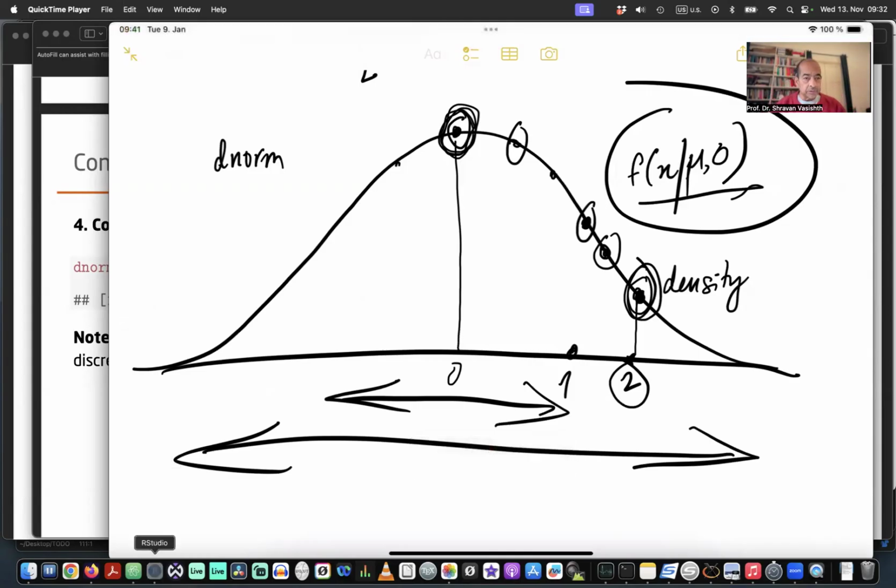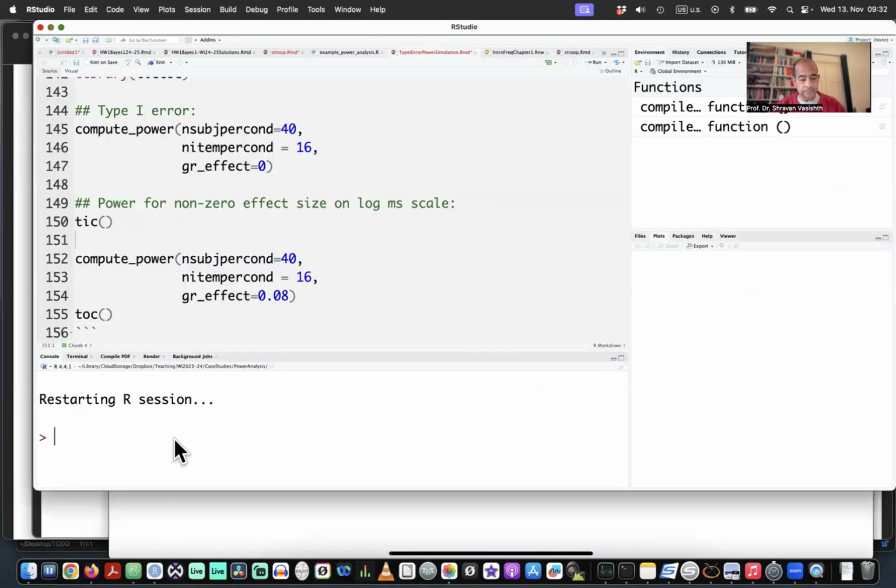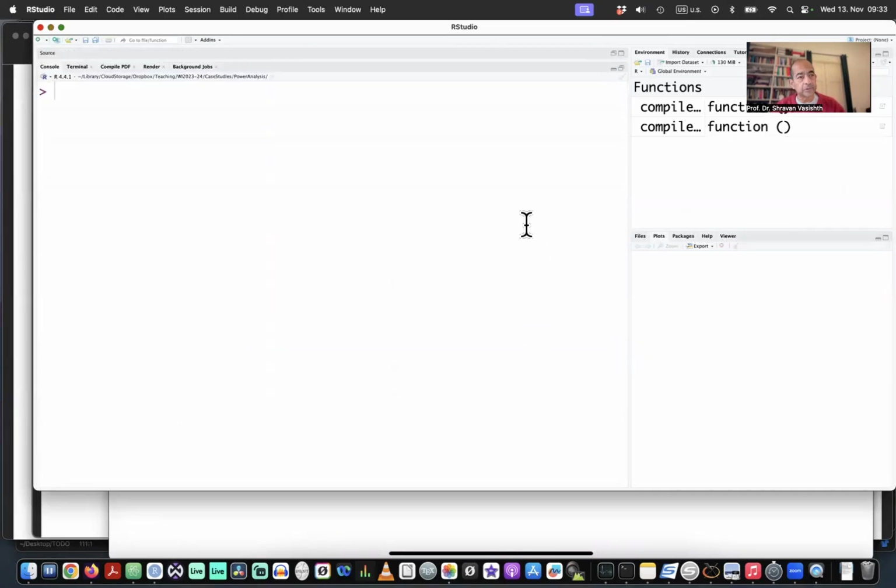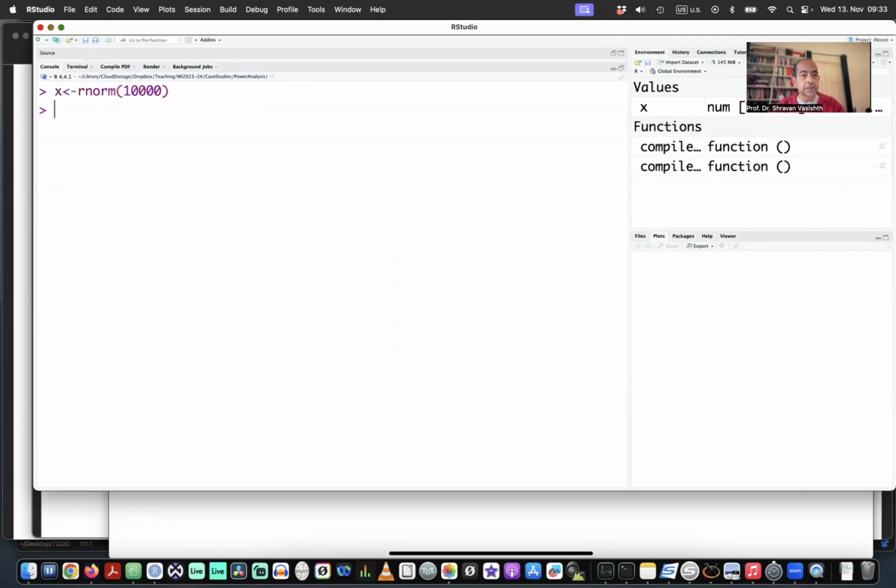So let me generate, I don't know, just use rnorm. I'm going to generate 10,000 data points from the standard normal distribution. Now, if I plot the distribution of these data that I've just generated randomly, most of the values will be near 0 and very few values will be near 2. Okay, so we can check that.